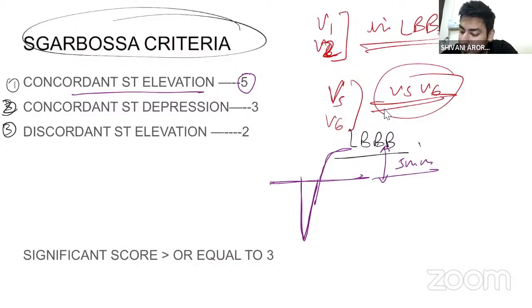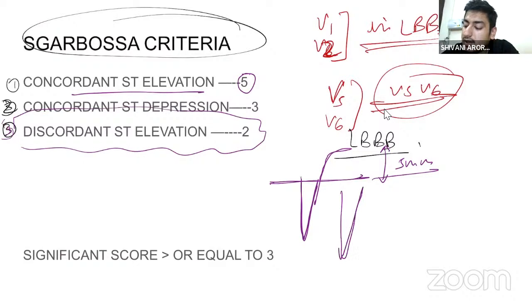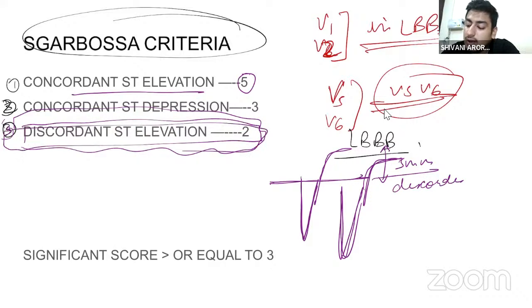Sorry, I have explained this third point here, discordant ST elevation. If QRS is in downward direction and ST elevation in upward direction, this is known as discordant ST elevation. So if these ST elevations of 5 mm or more in leads V1 and V2 are here, we call them discordant ST elevation and we give them a score of 2.